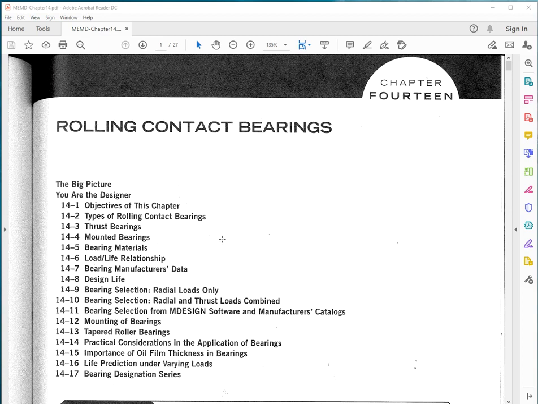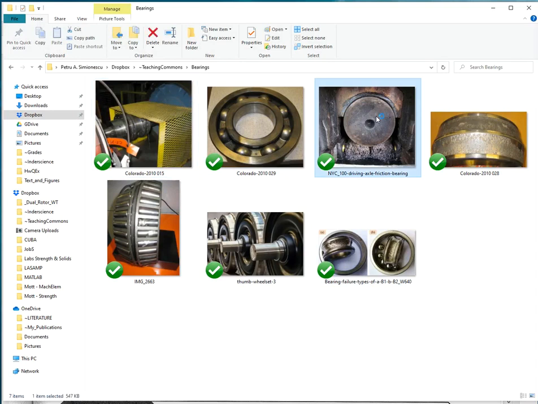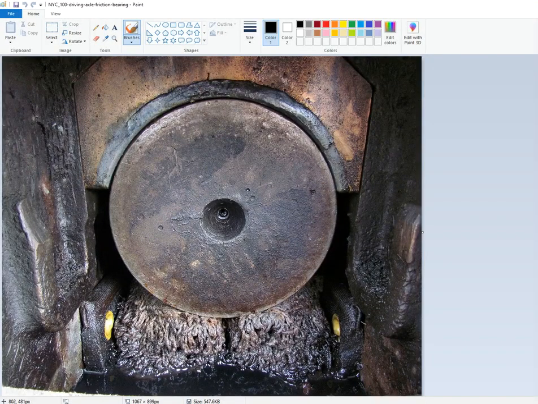There are alternatives to using rolling element bearings, and these are historically the first that have been used, that is plain surface bearings. This is an example of an open bearing, as you can see, used in old rail cars or maybe locomotives. And you can see here the lubricant and the friction element.